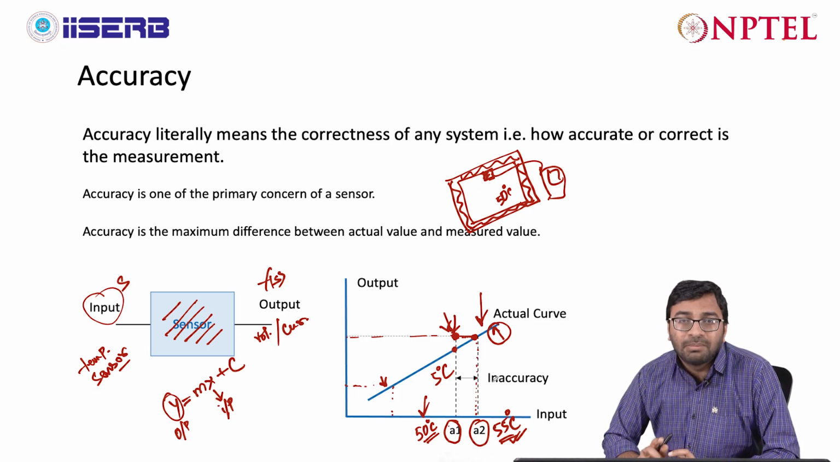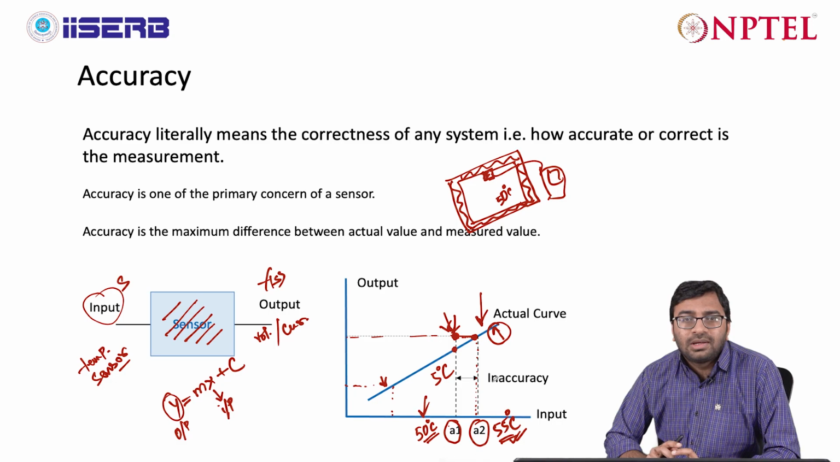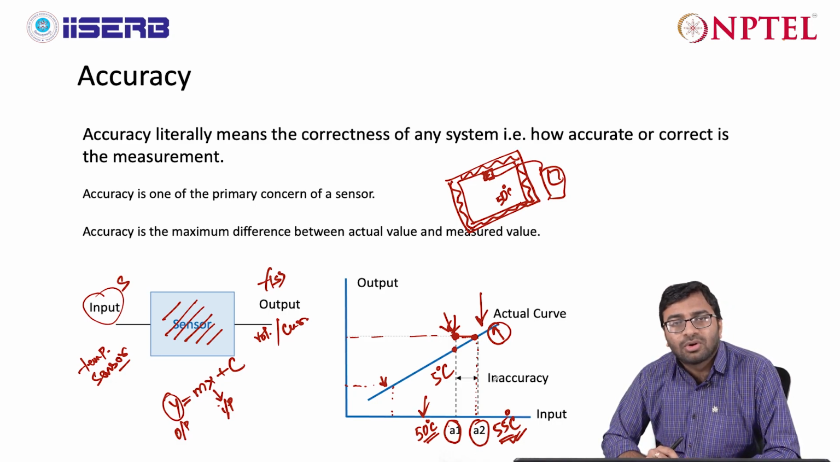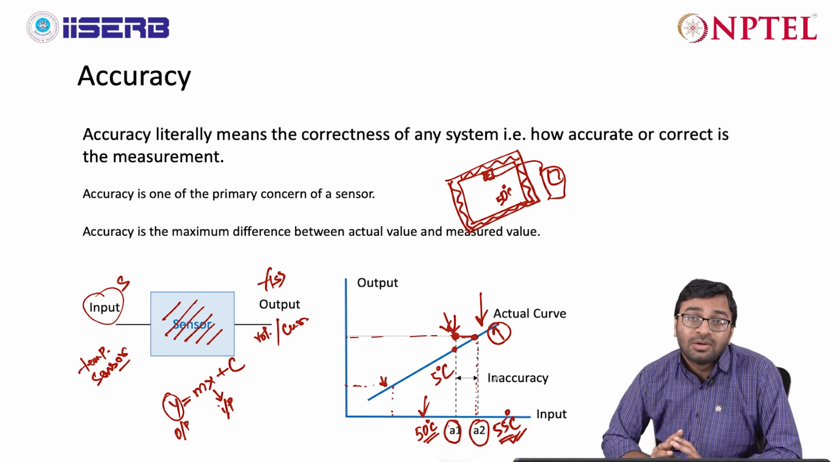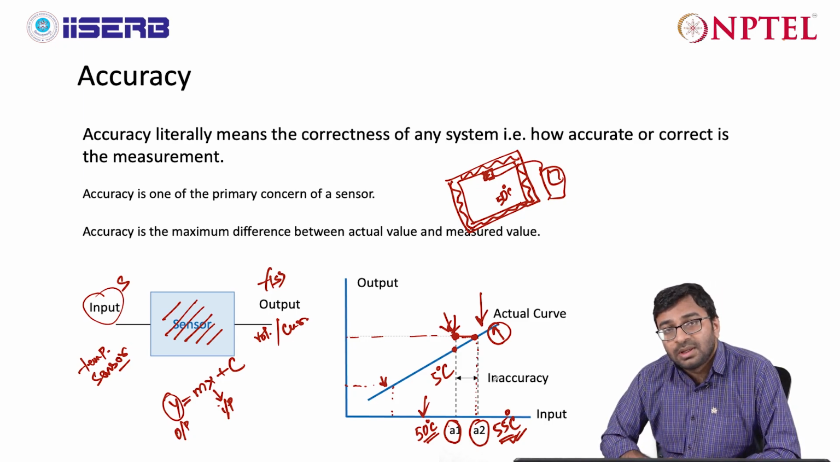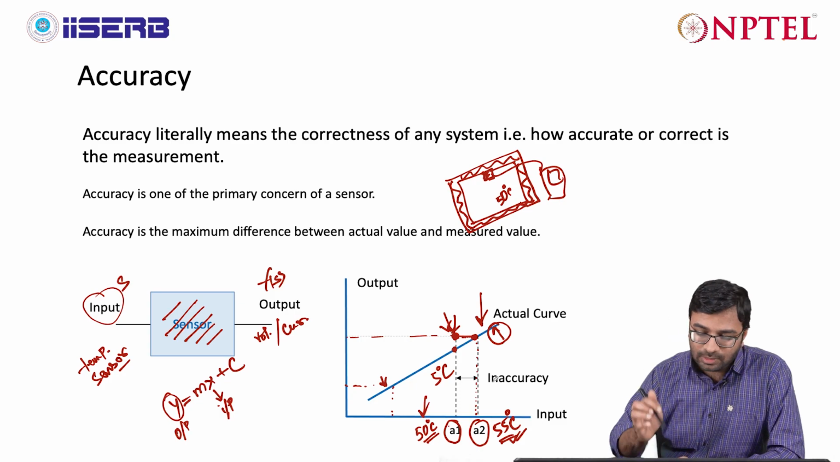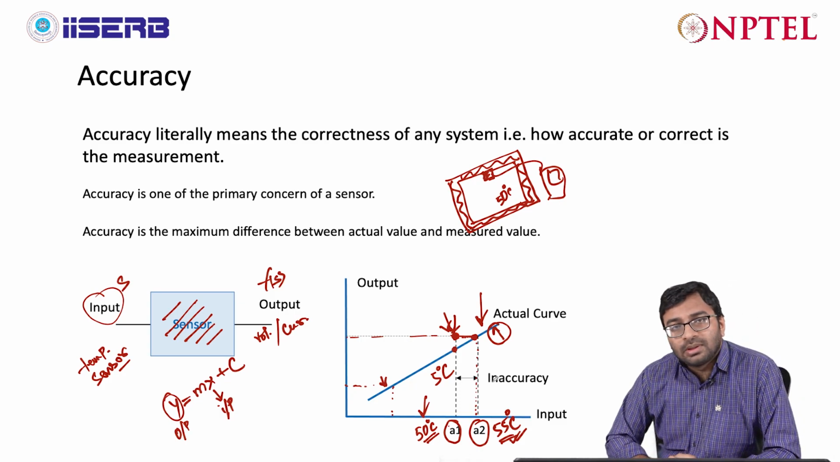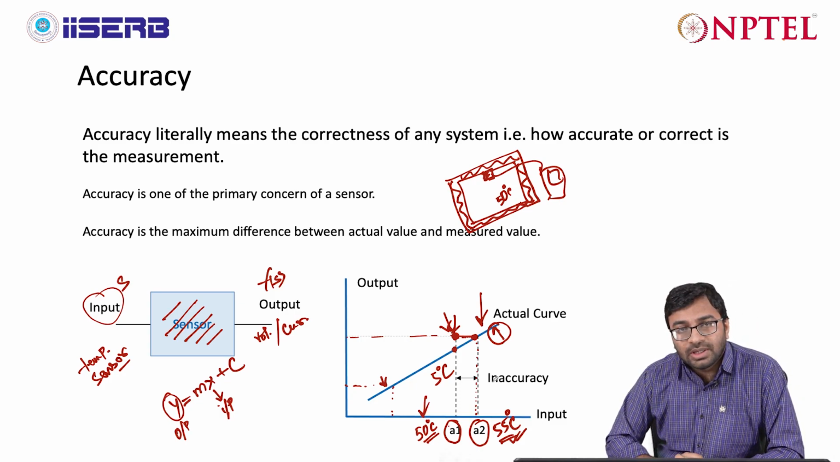But again, it depends. We usually try to use a sensor which is highly accurate, but even if it is not that high, for certain applications it's to some extent fine. But for certain applications which are of higher significance, we need it as accurate as possible, ideally 100% accurate. So accuracy is something that we should definitely check in a sensor.